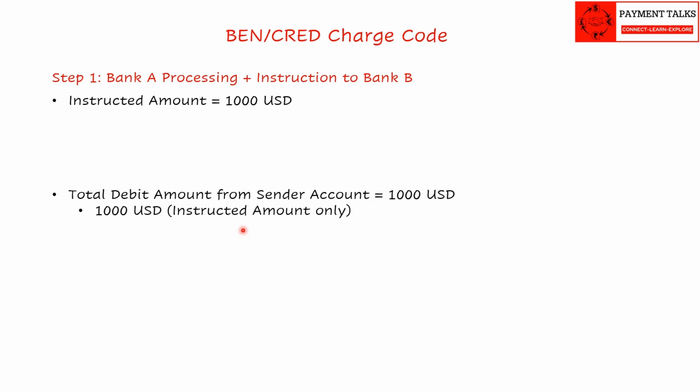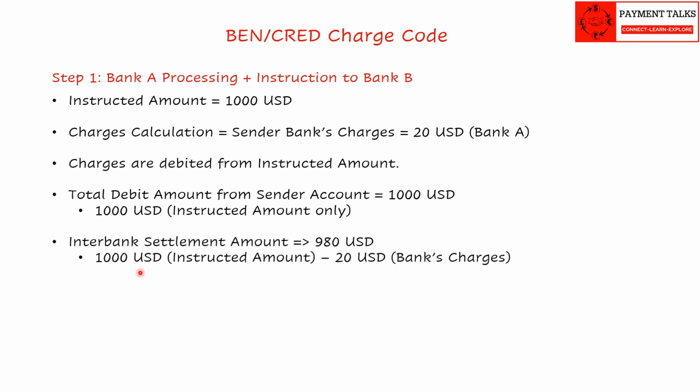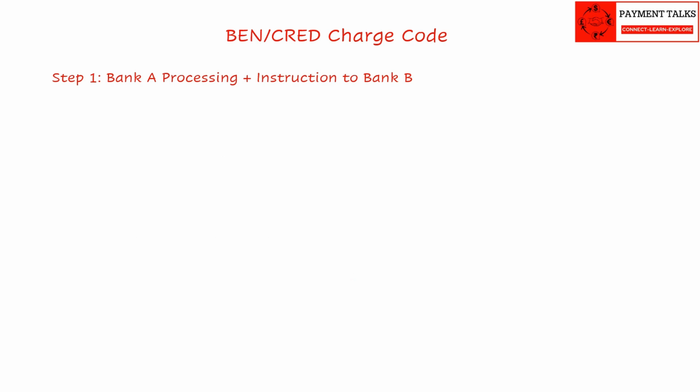Coming to the sender bank's charge of 20 USD, while processing the payment, the sender bank will deduct this amount from the interbank settlement amount or payment proceeds. It will then recalculate the interbank settlement amount to be 1000 USD minus 20 USD, which is equal to 980 USD, that needs to be sent to Bank B.